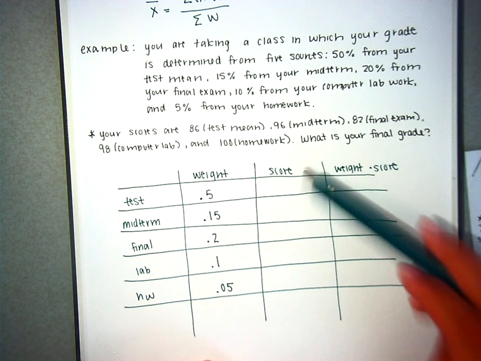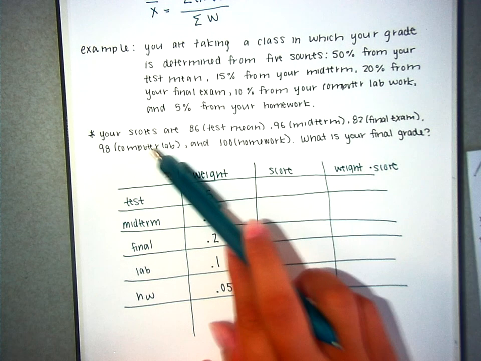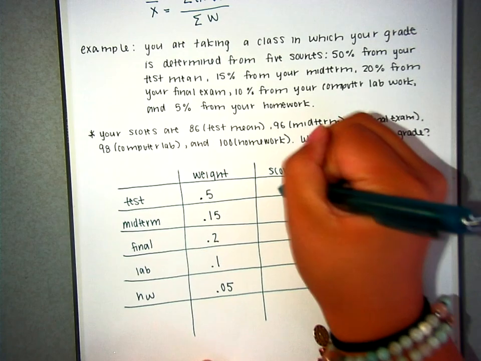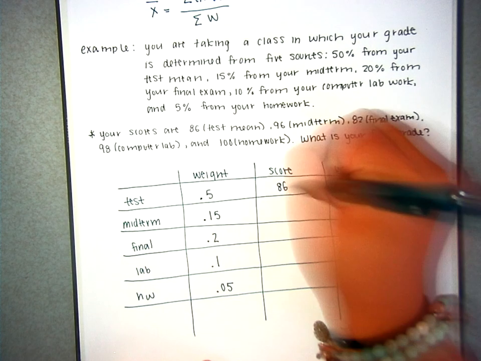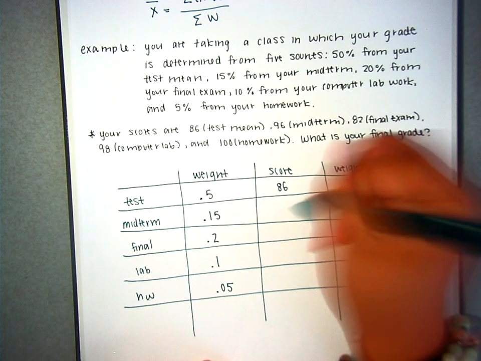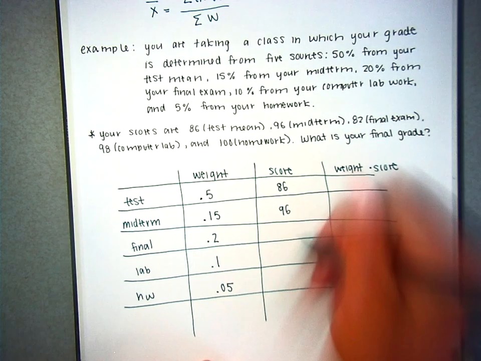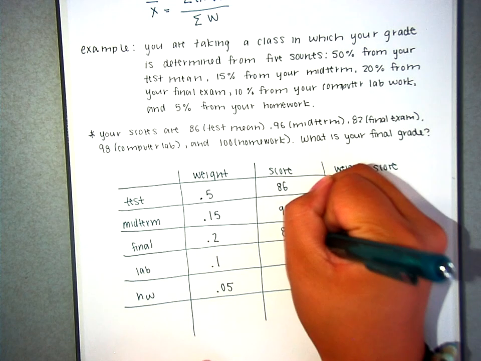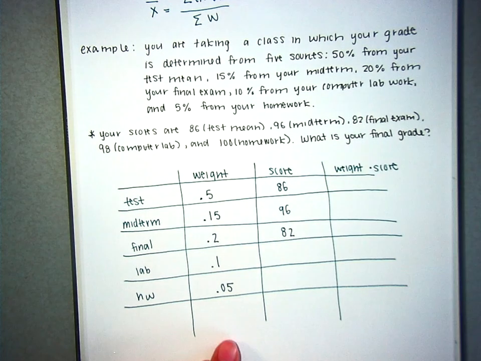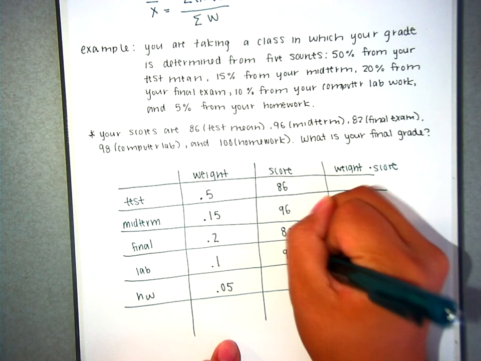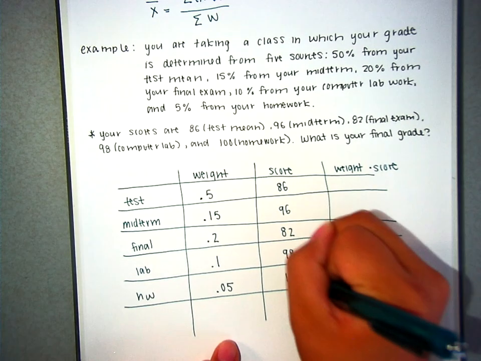Now in the score column, it said your score was 86 for the test mean, so we're going to put 86 here. 96 for the midterm, 82 for the final exam, 98 for the computer lab, and 100 for the homework.